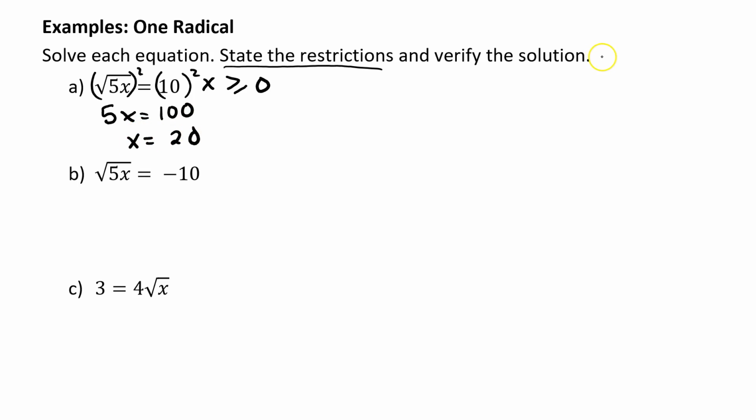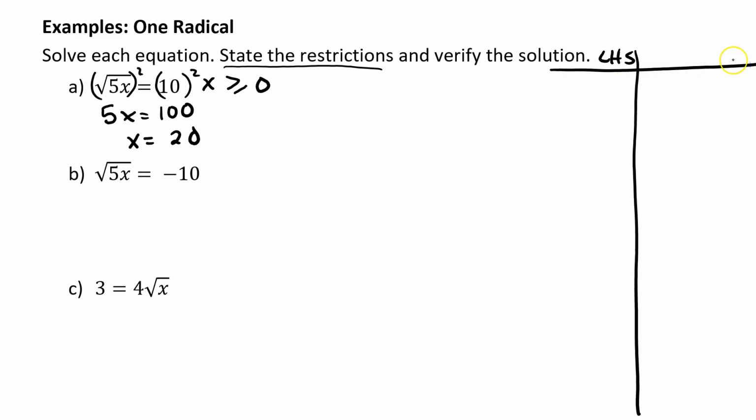So let's verify. I'm just going to extend this t-chart all the way down so that we can use it for all of the questions. The square root of 5x, but we determined that x was 20, and the right-hand side is 10, because remember we're going to the original equation. The square root of 100 is 10, so left-hand side equals right-hand side. Woohoo, we're done.